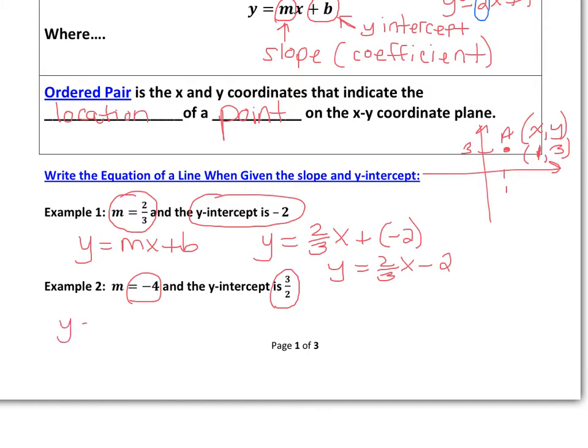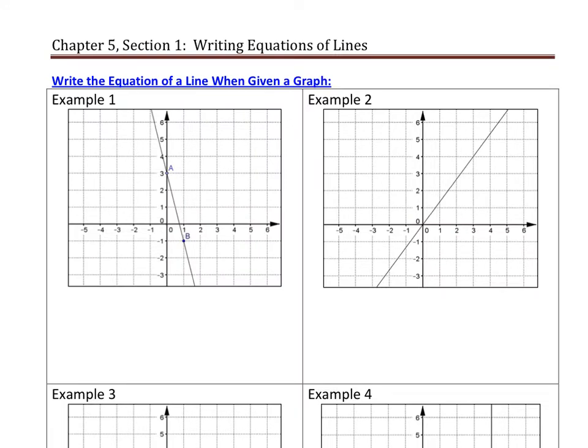Well, again, y equals mx plus b. We're going to swap in our slope, m, which is -4, and our y-intercept is a positive 3/2. Or if you wanted to, you could rewrite that as a decimal, 1.5, 1 5/10. So this would be our final equation in slope y-intercept form. Good. Let's now try method 2.